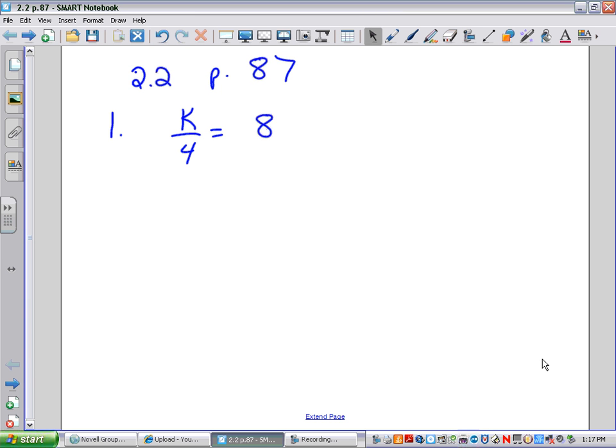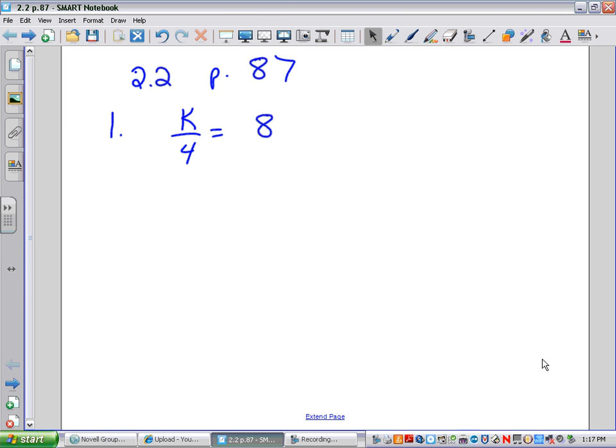Now, look at the screen. 2.2, that's Chapter 2, Section 2, page 87. So have your books open to page 87. I'm sorry, I have 1, 2, 3, 4, 5, 6, 7, 8 problems to go over with you. Starting with number 1. Again, books open. Make sure you copy these down. If I write it down, you're required to write it down.